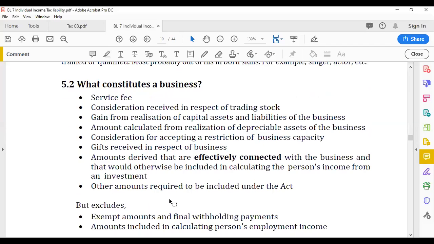What constitutes a business? Service fee is business income, an indication of business.